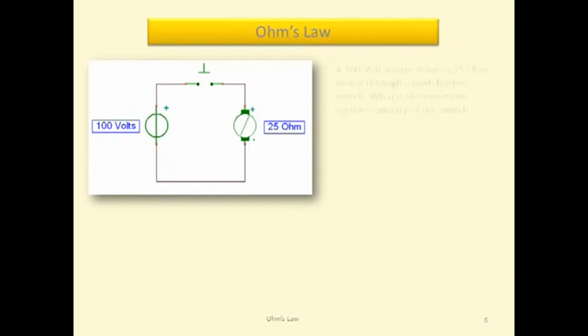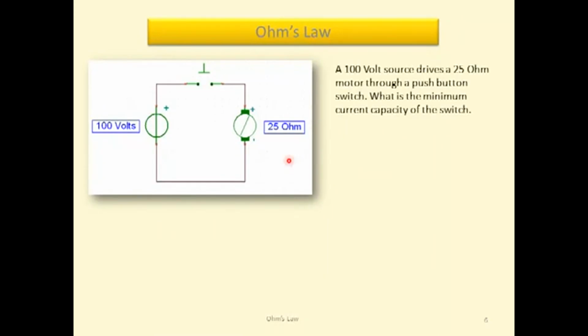Let's consider the following example. A 100 volt source drives a 25 ohm motor through a push button. What is the minimum current capacity of the switch? Well, we know that current equals voltage divided by resistance. So we take the 100 volts and divide it by 25 ohms, and we get a current of 4 amps. Therefore, the push button must be rated for at least 4 amps.